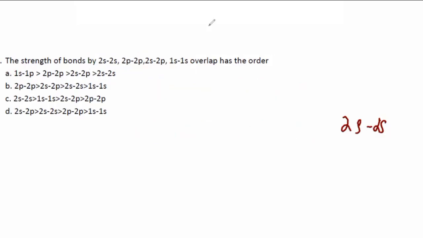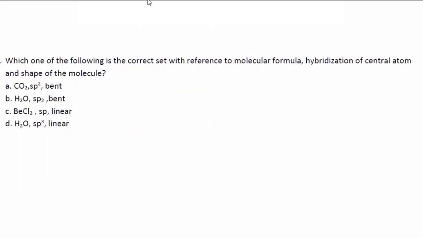Ready? Fine. Next question. Which of the following is the correct state with the reference formula hybridization central atom? CO2 that is sp2 bend, that is wrong. CO2 that is sp linear. H2O that is sp2 bend is okay, but H2O has sp3 hybridization. BCl2 sp linear, fine, perfect. You know how to find the geometry and shape, that is already discussed. H2O sp3 linear, sorry, this is bent. So the choice is C.